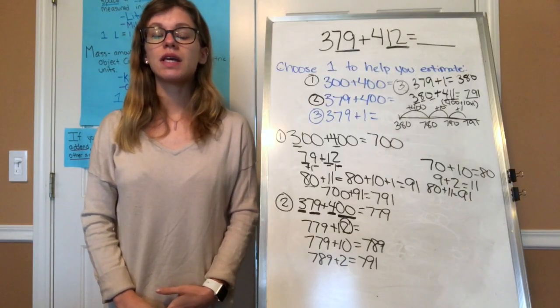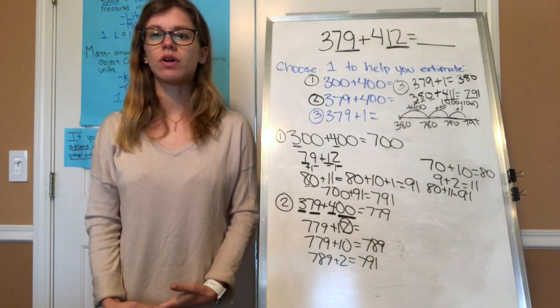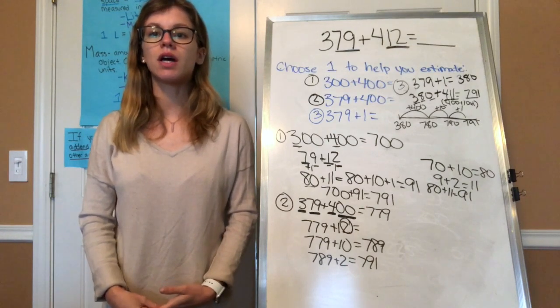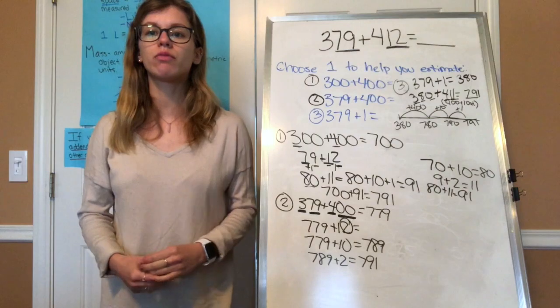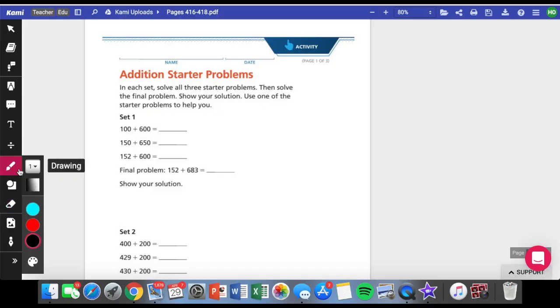Your have-to today is pages 416 to 418, and we're going to continue working on starter problems. So I'm going to pull that up right now so we can go over it. Here's your have-to for today, and it's pages 416 to 418. So it's addition starter problems, and the directions are, in each set, solve all 3 starter problems, then solve the final problem. Show your solution. Use one of the starter problems to help you.